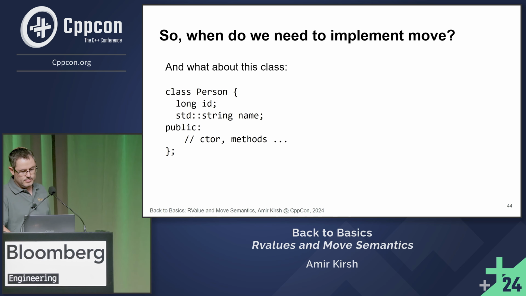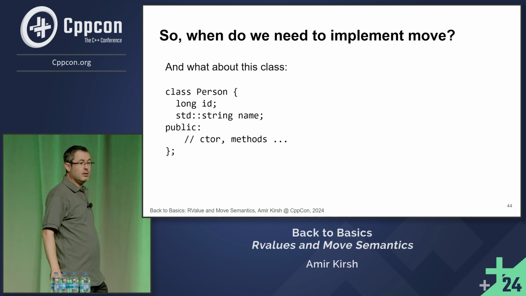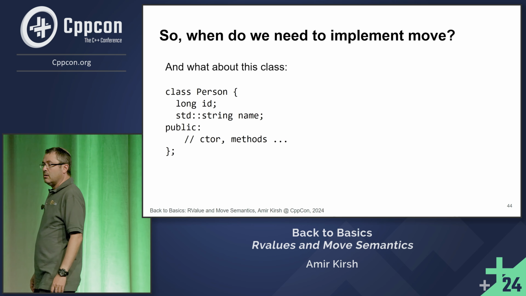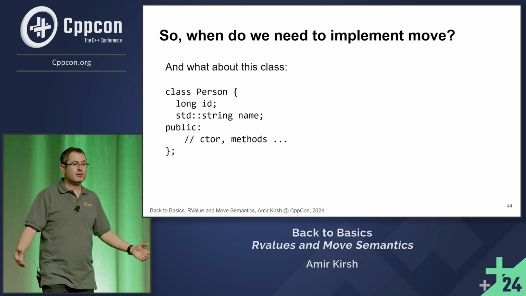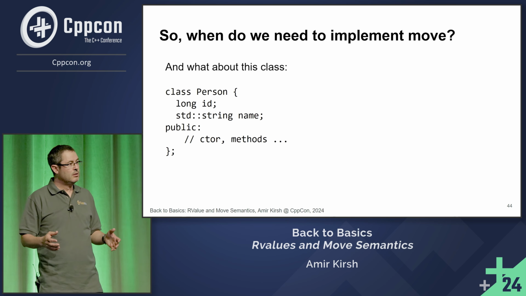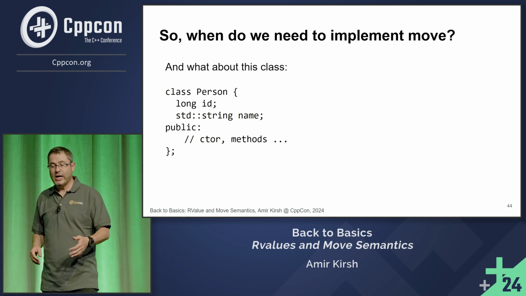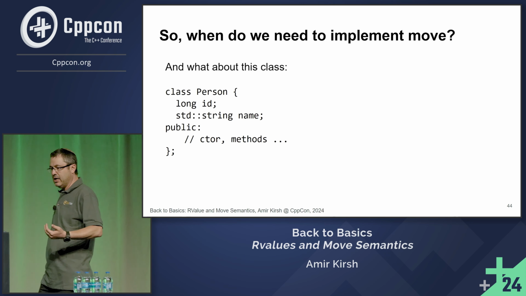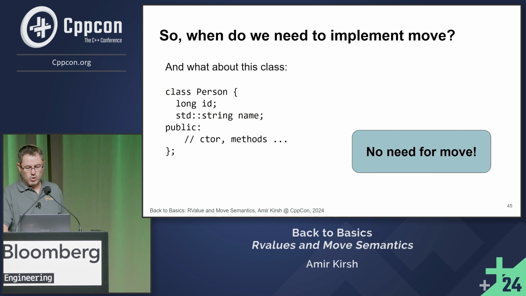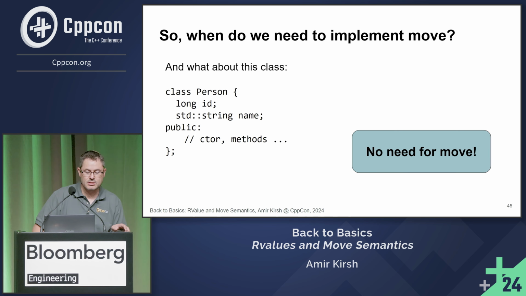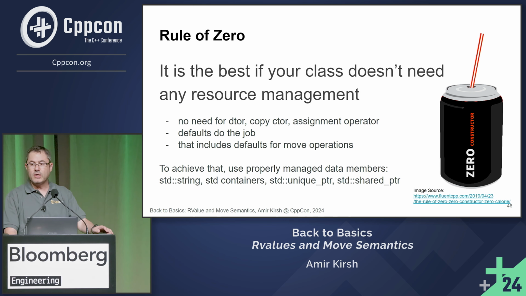What about this one? This one is a string, and string does have allocations. But the basic object-oriented rule is everyone for himself, right? The misanthropic rule. String takes care of itself. I don't need to take care of how string works. So no need for move. There is a default move for the class. So we prefer to go with the rule of zero.